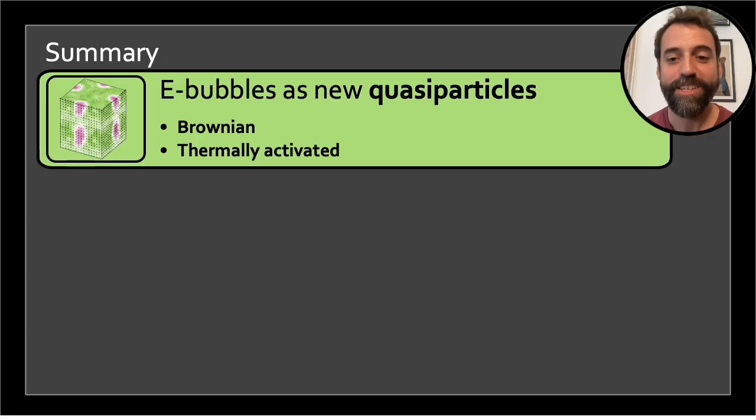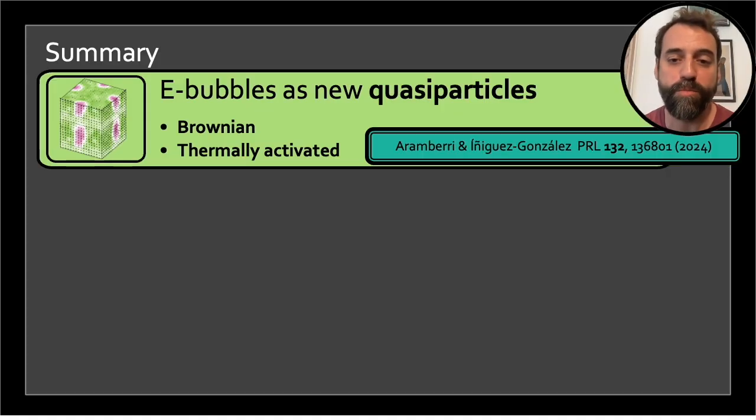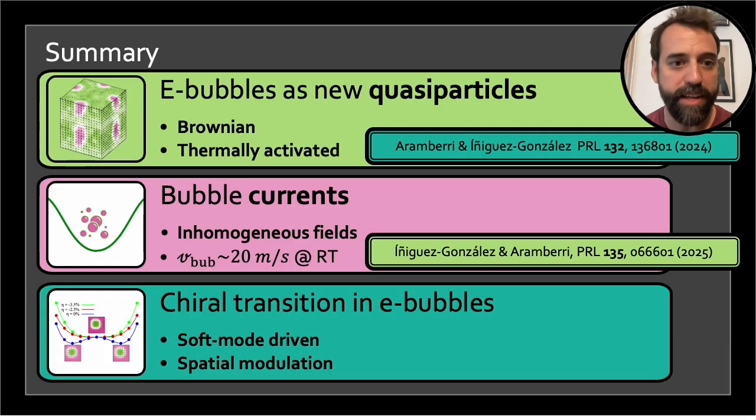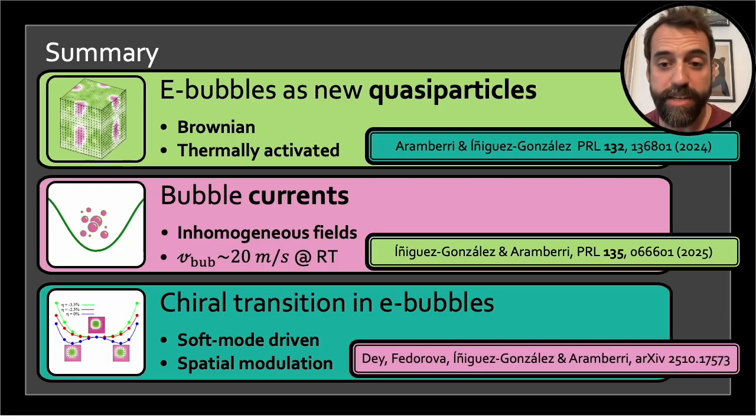Okay, we made it. With this, I come to the final slide with the take-home messages. So first, I told you how electric skyrmion bubbles can behave as new quasiparticles which undergo Brownian motion, and this motion can be thermally activated according to our simulations. Next, I told you how we propose to create currents of these electric skyrmion bubbles by using inhomogeneous fields. And finally, I described our most recent predictions by which electric bubbles display a textbook soft mode chiral phase transition in solid state.